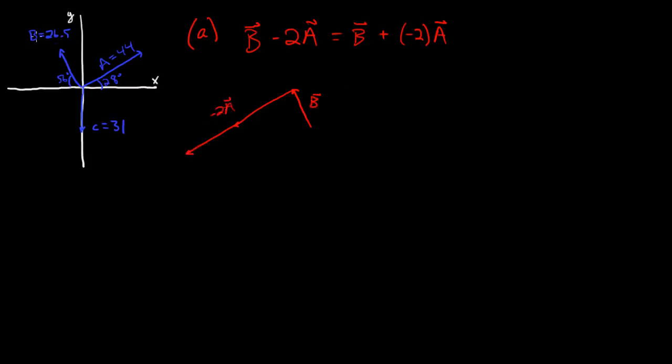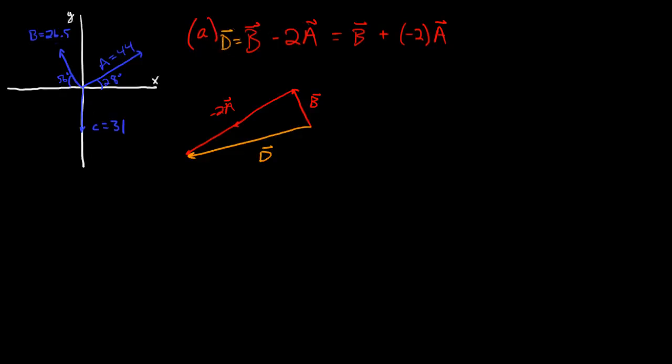Okay, so our resultant vector, what we're looking for, is going to be from the beginning of this series to the end. And let's call it C. Oh no, we can't call it C. Let's call it D. Okay, so D is equal to B minus 2A.